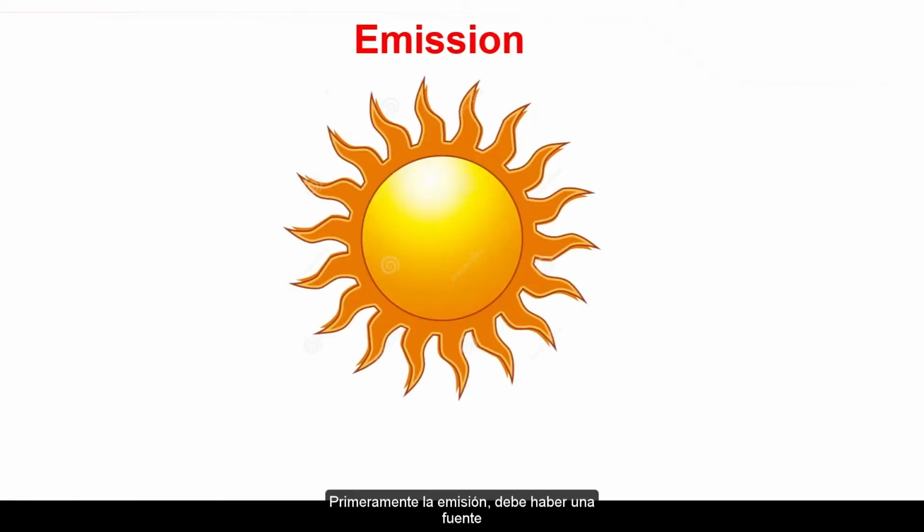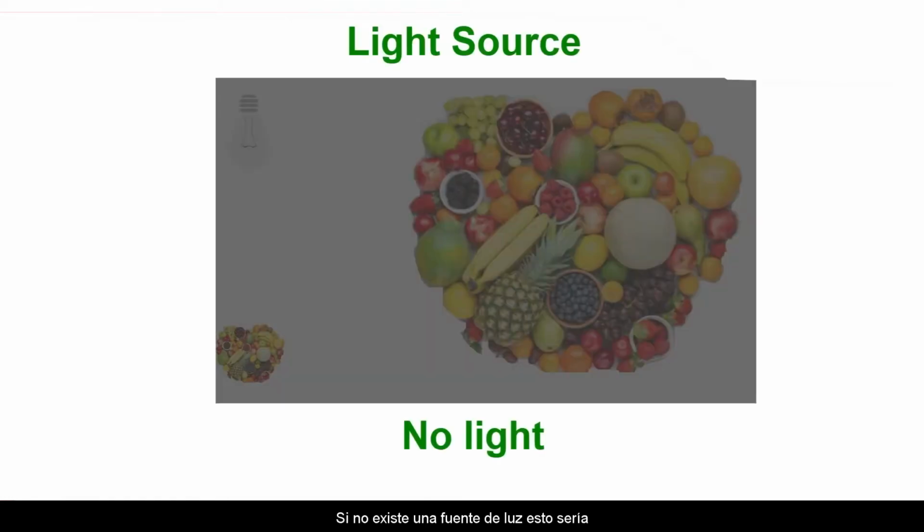First is emission. You have to have a source. In this case, it's the sun. In XRF, it's going to be the X-ray tube. If you don't have a light source, this is what you would see. If there's not enough light from the sun or from the X-ray tube, your visibility will be poor.